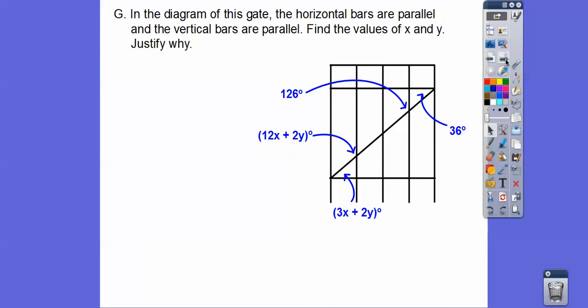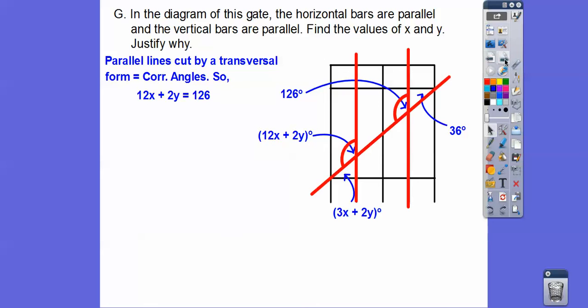In the diagram of this gate, the horizontal bars are parallel, so these are parallel, and then these are parallel also right here. So find the values of x and y and justify y. It's kind of hard to see, so I'm going to highlight these angles in red. There we have corresponding angles, and since this line is parallel to this line, these corresponding angles are equal to each other. So 12x plus 2y is equal to 126.